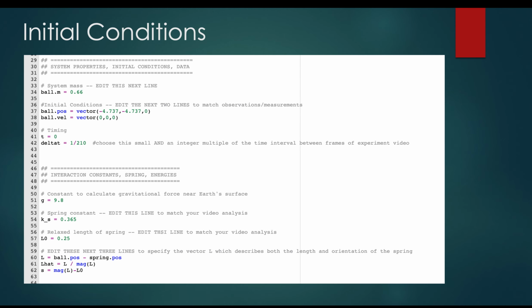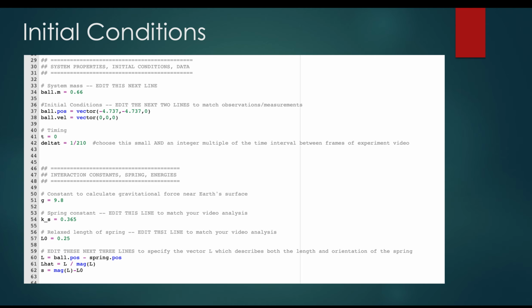So here are my initial conditions for the code. The ball was a standard tennis ball, so I just looked up what the mass of this ball is. The initial position shown here was the initial position of the ball as shown on the tracker simulation. The initial velocity of the ball was 0 because the ball started at rest.